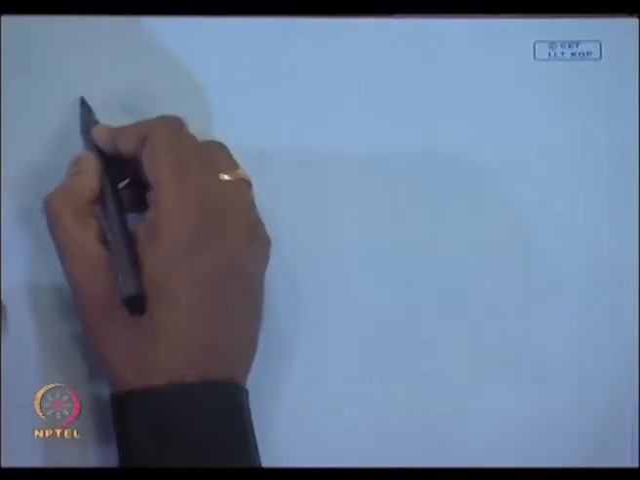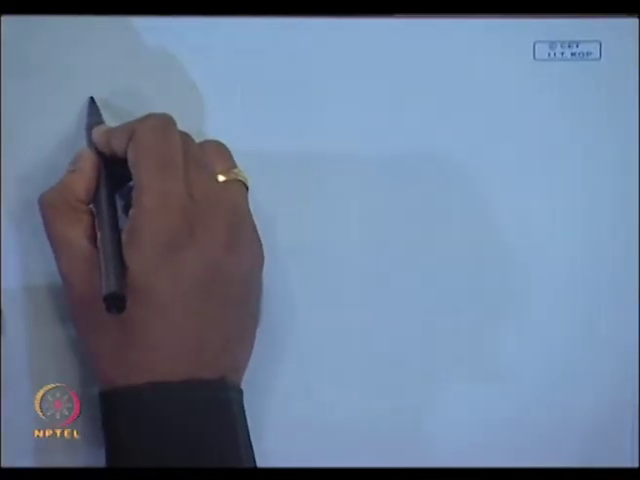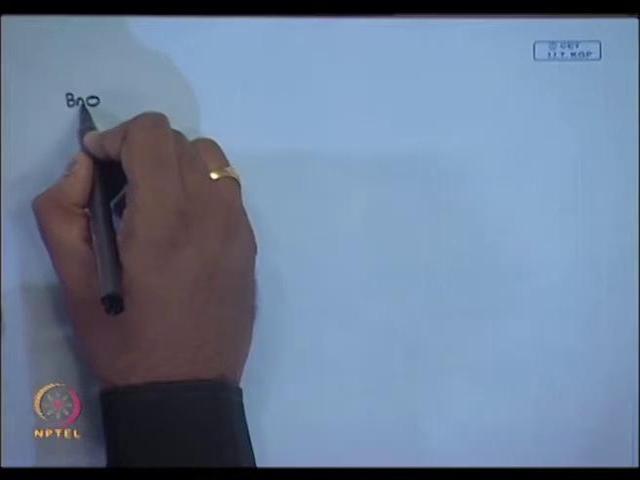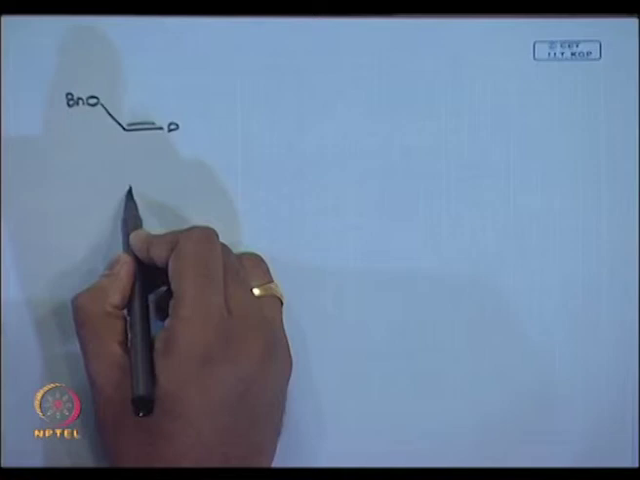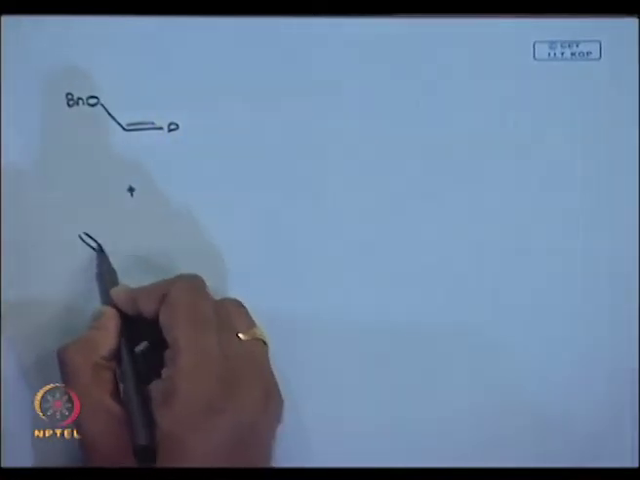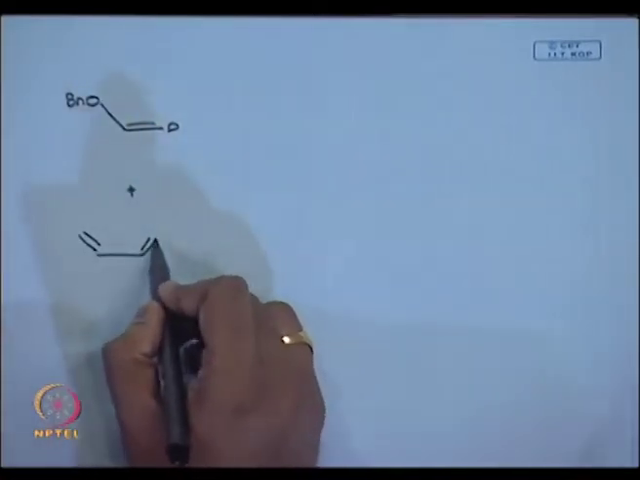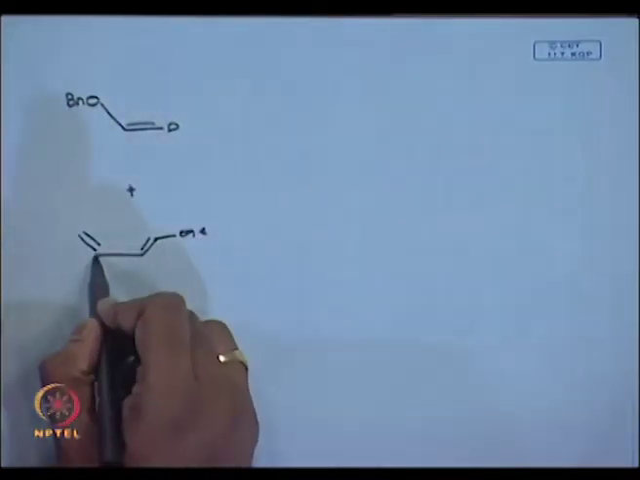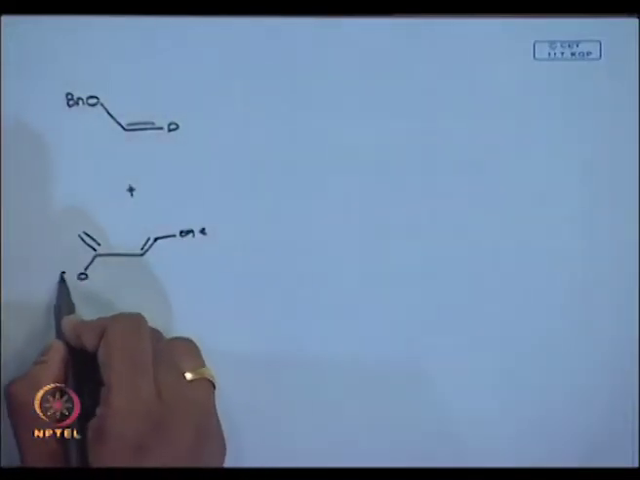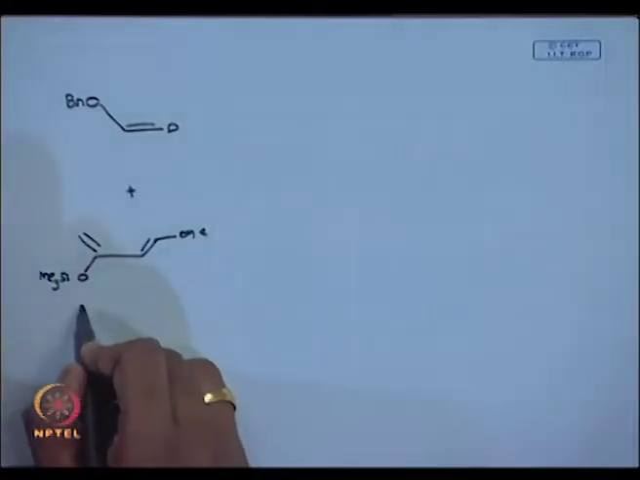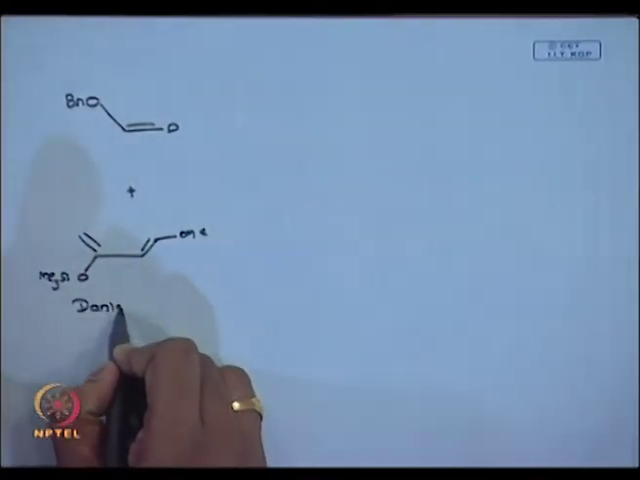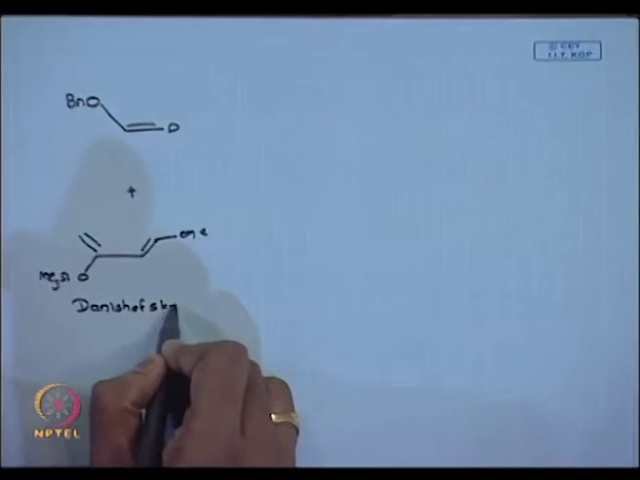So, for example, you have a silyl system. This is the dienophile I am talking about. Okay, this diene you have studied, where you have OSiMe3. This type of dienes we have studied. We call this what? Danishefsky's diene.